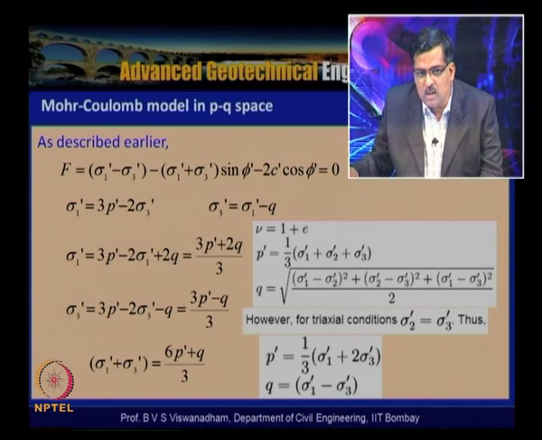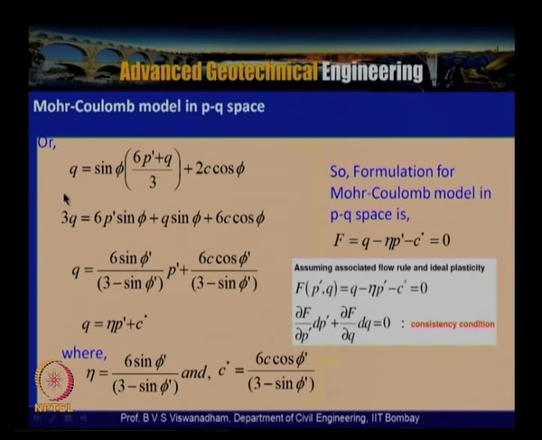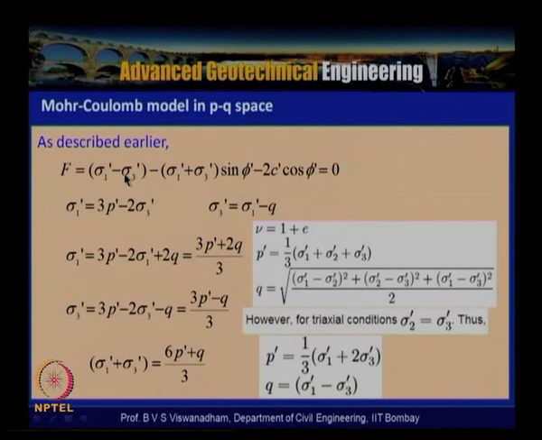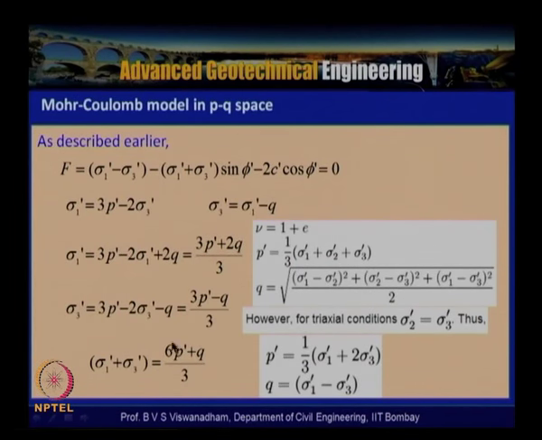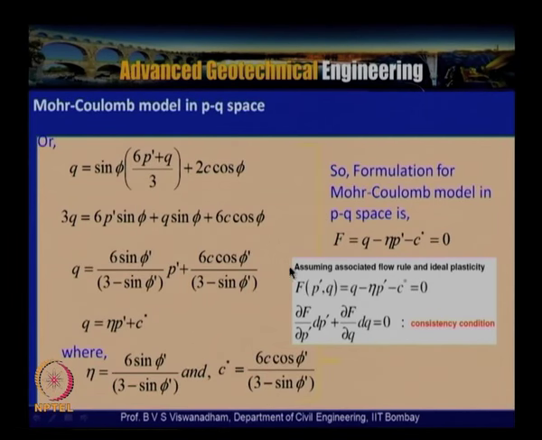Now, for Q it is sigma 1' minus sigma 3', which is replaced by Q, and then sigma 1' plus sigma 3' was replaced by 6P' plus Q by 3, and then simplification yielded the consistency and Mohr-Coulomb model in the PQ space, which is Q is equal to nu P' plus C star, where nu is equal to this particular coefficient, that is 6 sin phi' divided by 3 minus sin phi', and C star is equal to 6C cos phi' by 3 minus sin phi'.